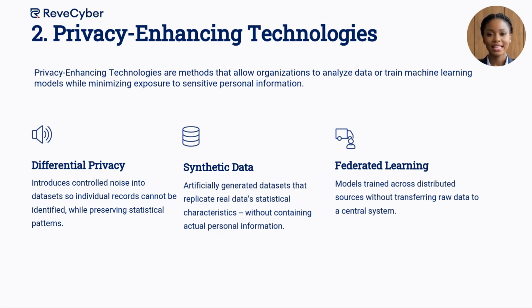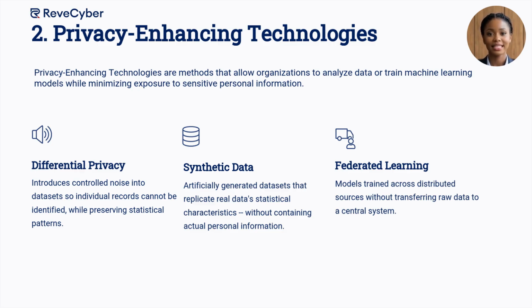Once organizations recognize that their datasets may contain sensitive information, the next challenge becomes pretty clear. How do you still use the data to train AI systems while protecting people's privacy? And that's exactly where privacy-enhancing technologies, often shortened to PETs, come into play. Privacy-enhancing technologies are methods that allow organizations to analyze data or train machine learning models while minimizing exposure to sensitive personal information. In other words, they help organizations strike a balance between two important goals: using data to build effective AI systems, while still protecting the privacy of individuals.